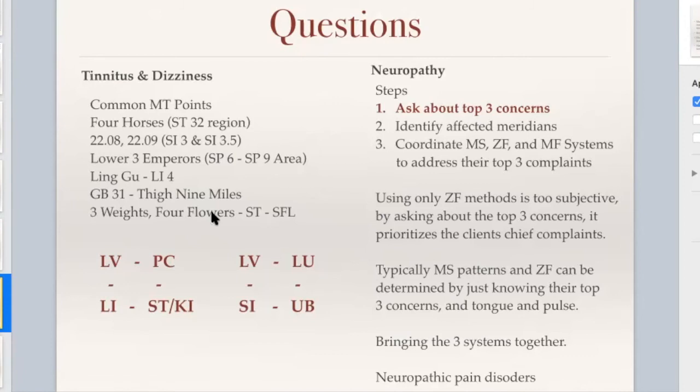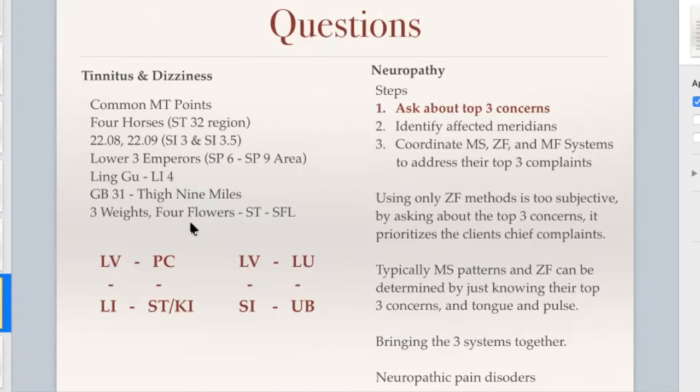You can apply Tan systems and Zong Fu systems to understanding that, but as you integrate the myofascial line into this, you're going to be able to better assess what points you should use. So if I have a patient that has tinnitus and digestive problems as their secondary concern, guess what points I'm going to use? I'm going to be looking at using 3 weights and the 4 flowers, because that superficial front line's affected, that stomach meridian's affected.